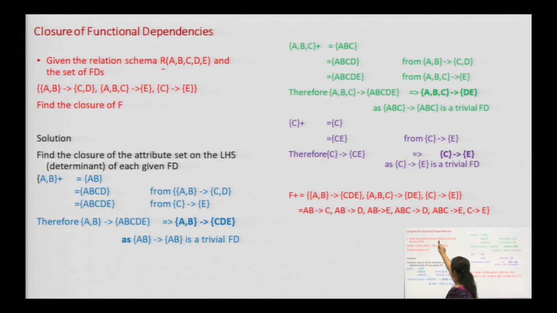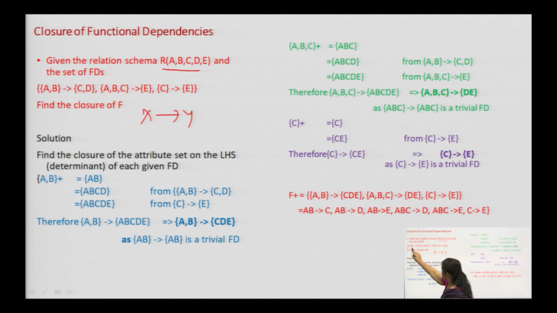We are given R(A, B, C, D, E), and we are given the functional dependencies AB to CD, ABC to E, and C to E. Now, let us see from the given set of functional dependencies what derived functional dependencies we can achieve. We will take the closure. We have X to Y as the generic form. So, in every functional dependency we will take the closure of the left hand side.